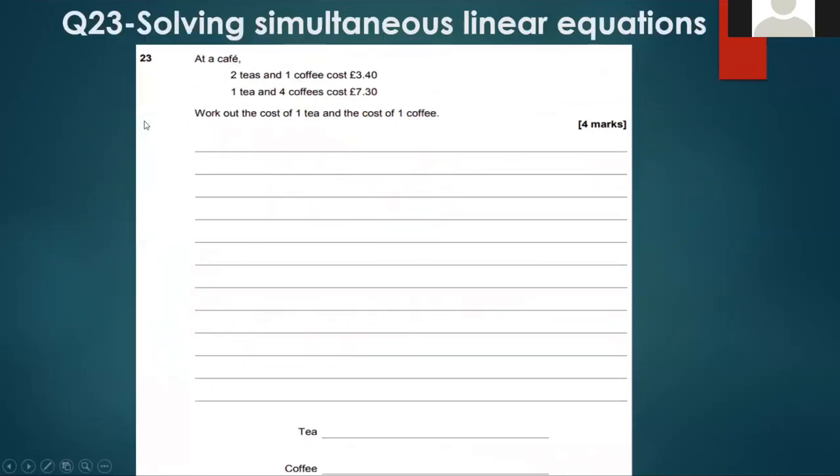Question number 23, then. Okay, question 23, guys. At a cafe, 2 teas and 1 coffee cost £3.40. 1 tea and 4 coffees cost £7.30. Work out the cost of 1 tea and 1 coffee.